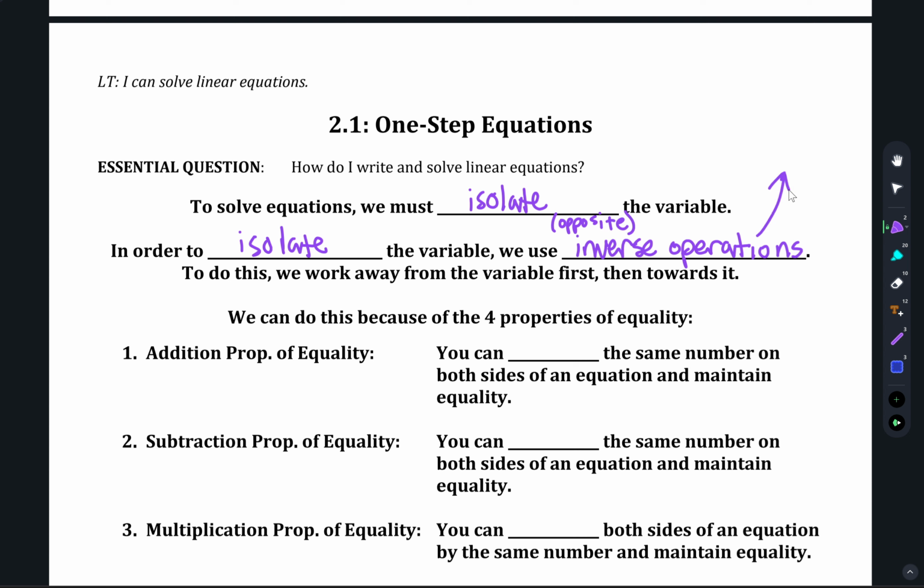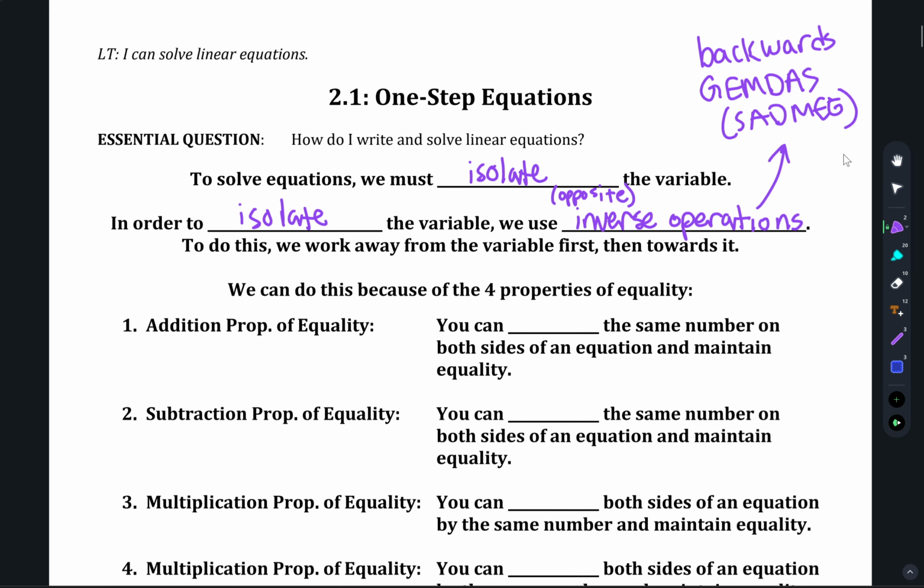And when I say inverse operations, essentially what I'm referring to is backwards GEMDAS, AKA Sad Meg. Okay, so when we are solving for a variable like x, we're going to go in the opposite order of what we usually do. We do addition and subtraction, then multiplication and division, then exponents, then the grouping symbols. Any questions on that? Okay.